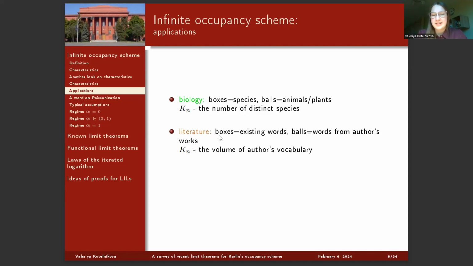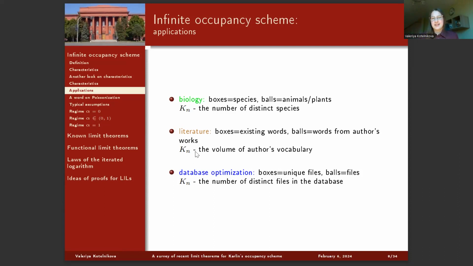You can interpret boxes as existing words in some language, let it be Ukrainian, and interpret balls as words which some author has used in all of his works. For example, you can take Ukrainian author Taras Shevchenko. Then the number of occupied boxes would be just the volume of author's vocabulary, and in simple words, it would be just the amount of words which he was using in all of his works.